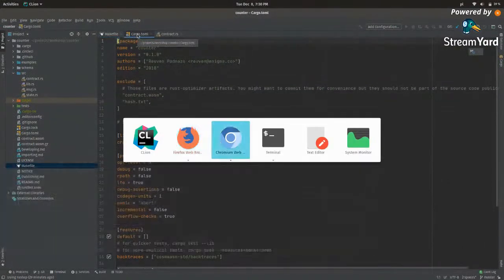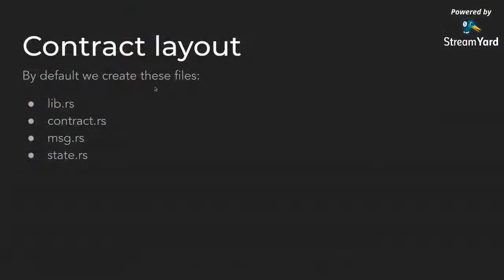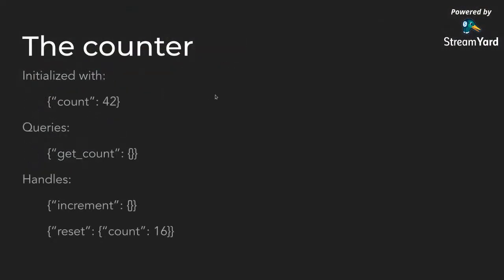Now, this contract that we're looking at has the following behavior. It's basically a counter. It's a very, very simple contract that all it does is maintain one number in its state. It allows us to initialize the state with some number, lets us find out what that number is, change the number, just increment it, and reset it if we want to, right?